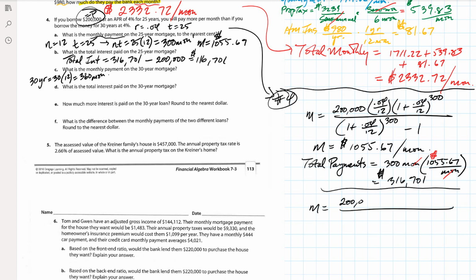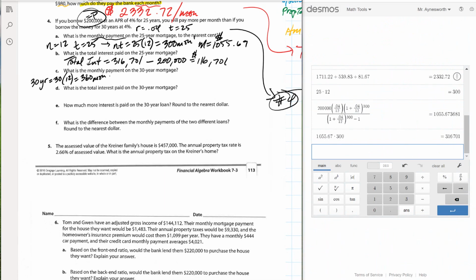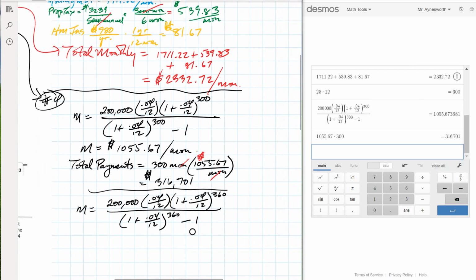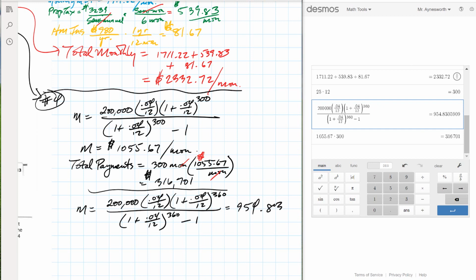Same amount, so it's the same setup as before, but notice that I'm raising it to the 360th power here. Now, when you do this on Desmos, check this out. We already did it above, but we did it for 300 months. So I'm just going to backspace and change 300 to 360. Notice that it changes the monthly payment to $954.83. So this one here is $954.83 per month.